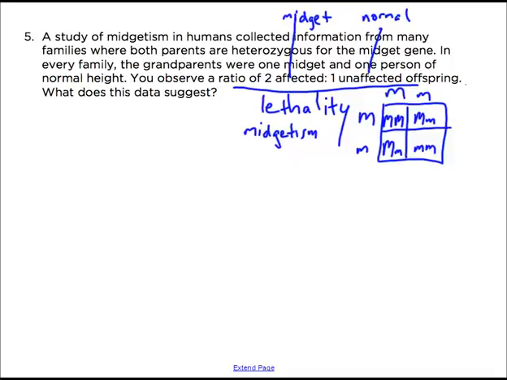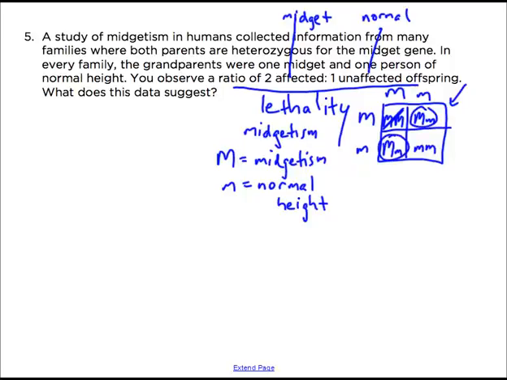So as you see in the cross here, you would really normally expect a 3-to-1 ratio if things were going normal, but so that implies that big M equals midgetism, little m equals normal height, and you'd have the 3-to-1 ratio, except in the lethal allele, this is the one, the homozygote for that dominant trait, that fails to develop, so it's lethal. So we see 2 in this case that are midgets, 1 of normal height, and that's exactly what you saw.